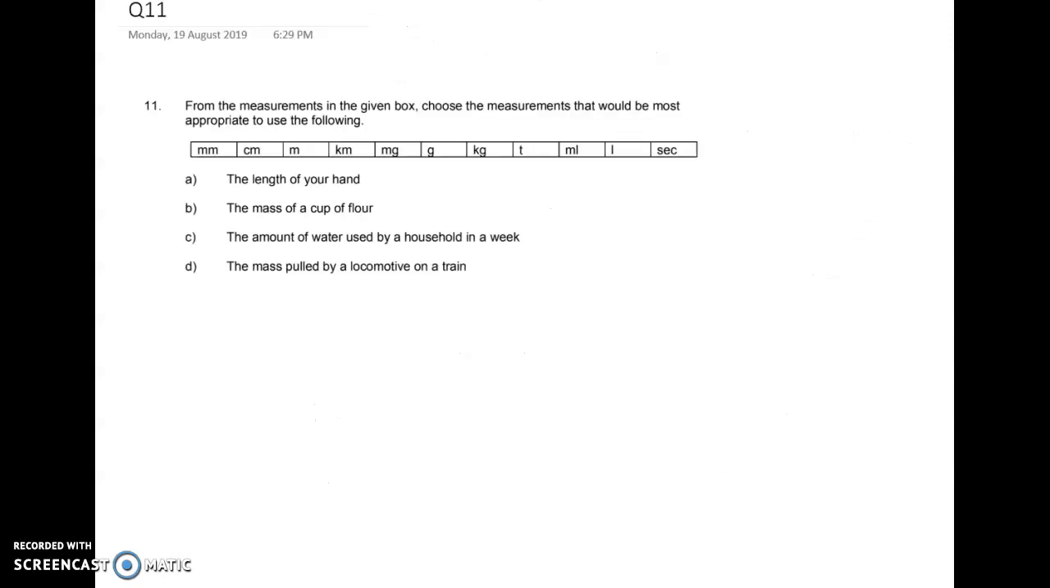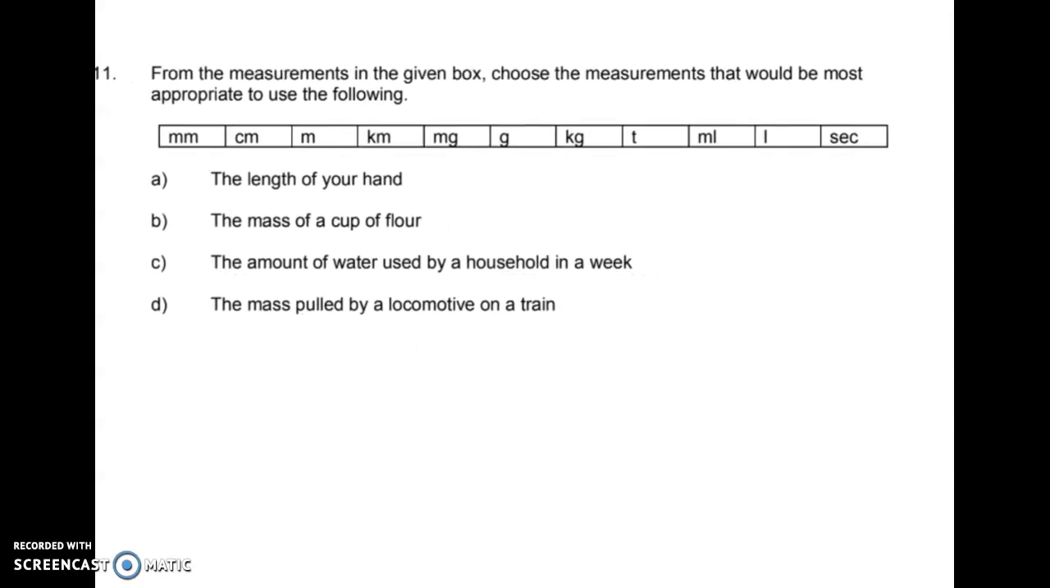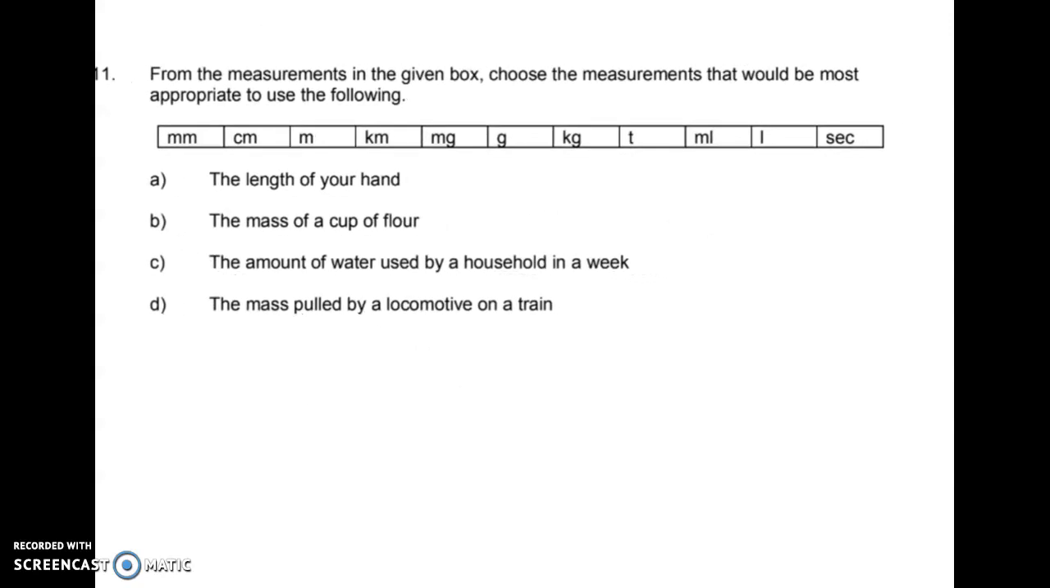On to question 11. This one's just looking at which measurement, which unit is the best one for each of these things. So the length of your hand, we're going to want one of the units that measures length. So we're going to be choosing from these ones: millimeters, centimeters, meters, kilometers, and the rest of them don't measure length. The length of your hand, the appropriate one to pick here is centimeters. Okay, so the first one's centimeters. Now, the mass of a cup of flour. Well, we're going to choose from this one: milligrams, grams, and kilograms. So that one is going to be best measured in grams.